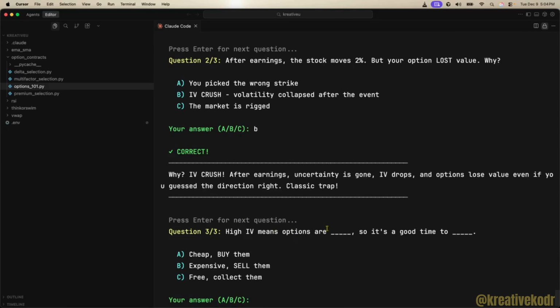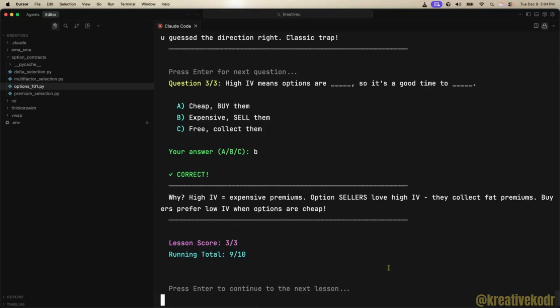High IV means options are blank, so it's a good time to blank. Options are expensive, so it's a good time to sell them. So let's go ahead and put B. Again, noticing a lot of B's.